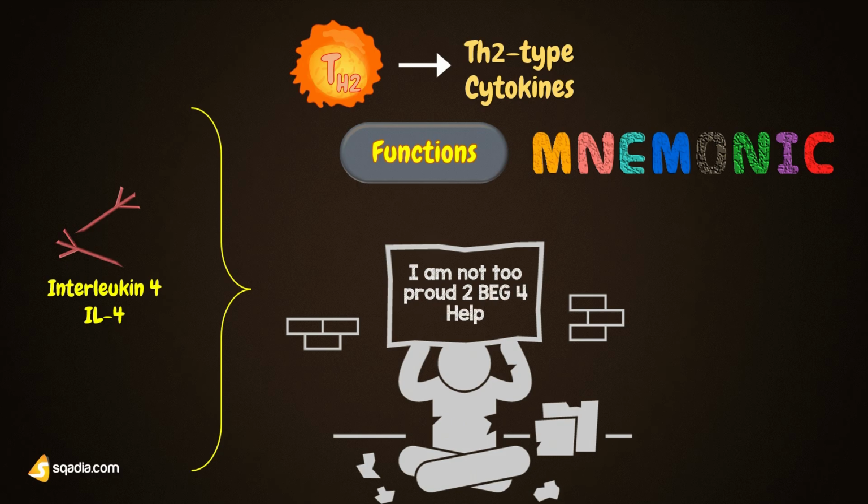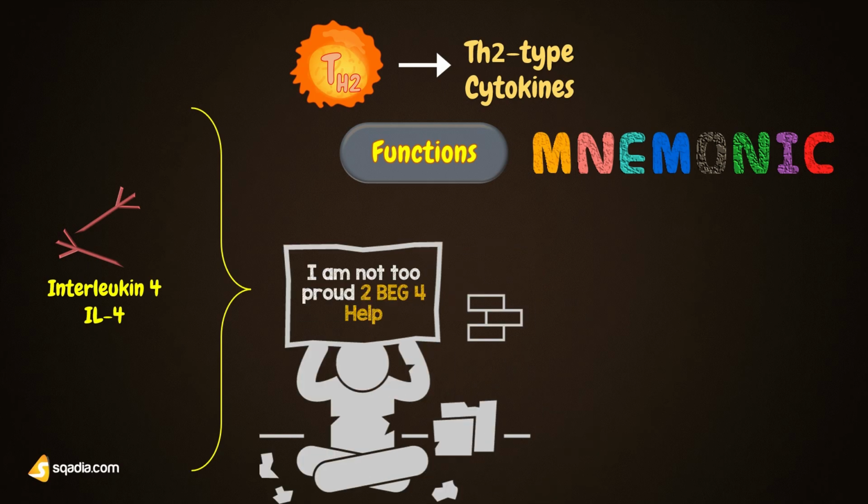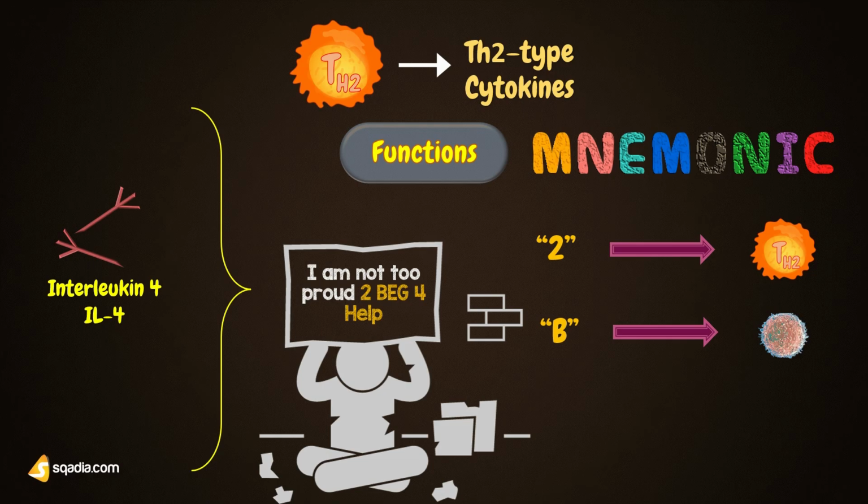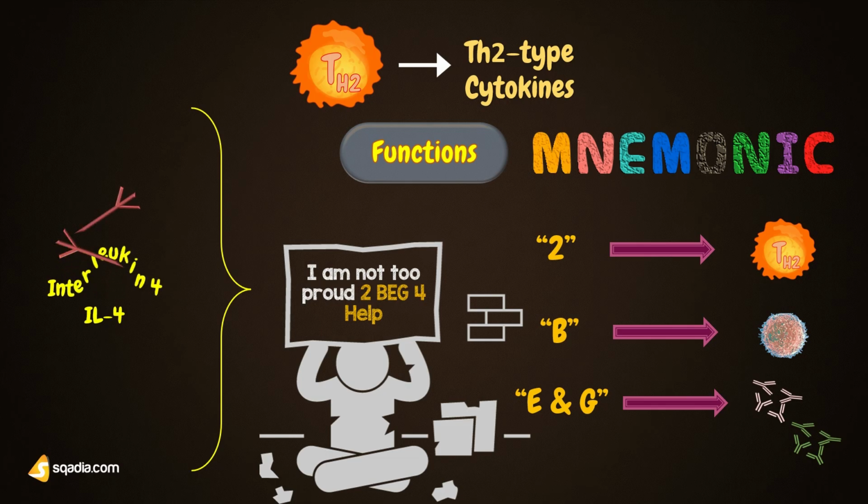I am not too proud to beg for help. Focus on the coloured letters in this sentence. If you memorize this, you can link the functions of interleukin 4 with the coloured letter. For instance, here 2 is for Th2 cells to remember the first function of the cytokine, which is the differentiation of cells into Th2 cells. Next, we have the word beg. B is for the B cells growth, while E and G are associated with the class switching of antibodies IgE to IgG. For help is the indicator that the aforementioned functions are of interleukin 4, which is secreted by the helper cells.